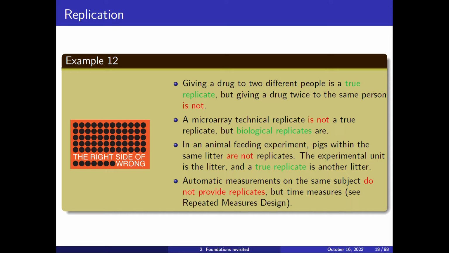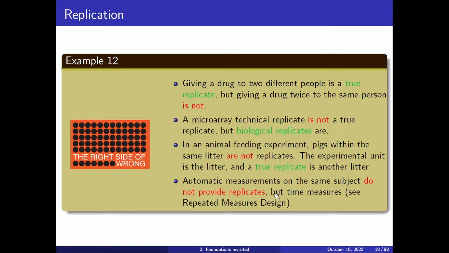Replicates must be truly independent. A microarray technical replicate is not a true replicate, but biological replicates are. So if you measure multiple microarrays on different individuals, then that is a biological replicate. In an animal feeding experiment, pigs within the same litter are not replicates. The experimental unit is the litter, and a true replicate is another litter.